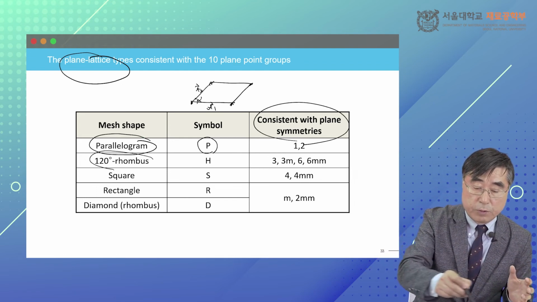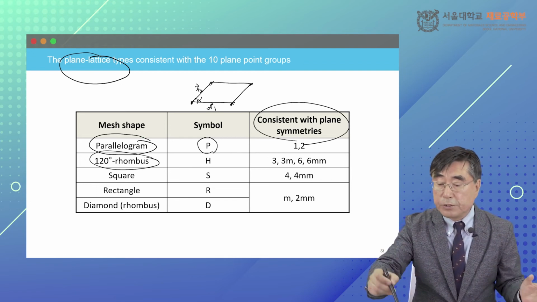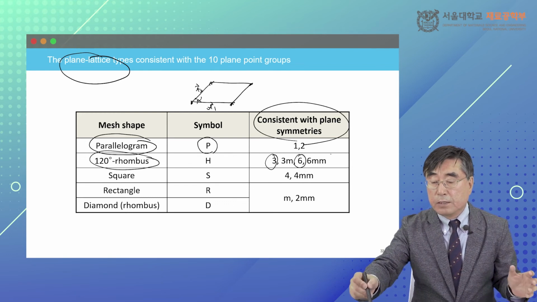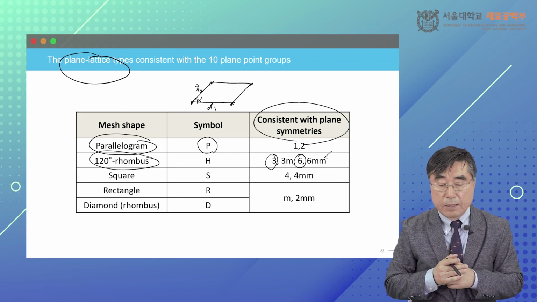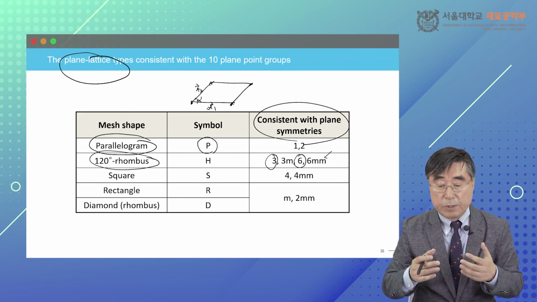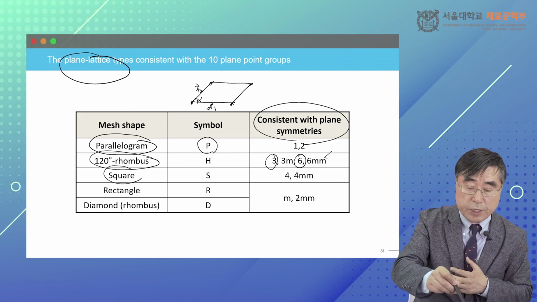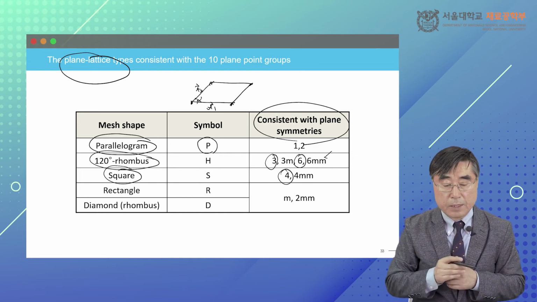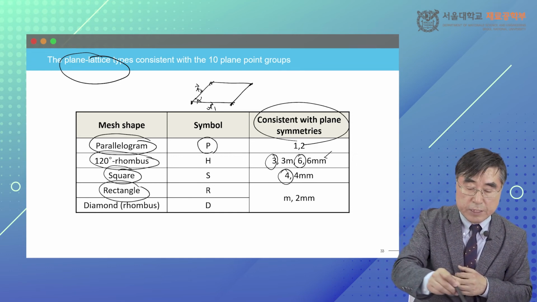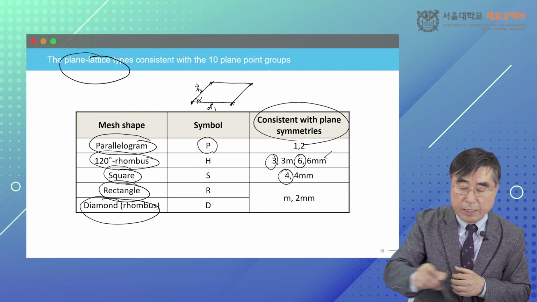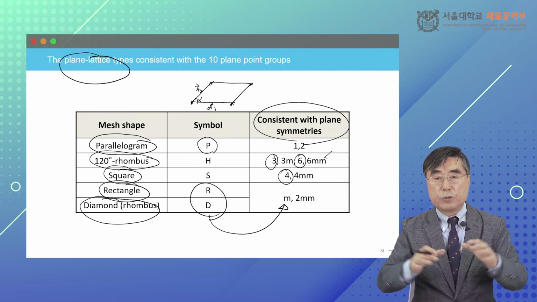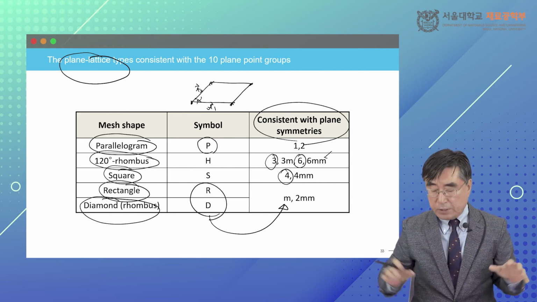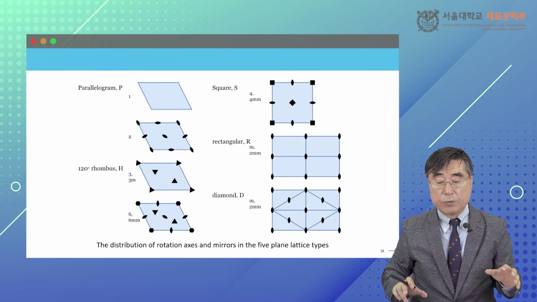And we developed 120-degree rhombus based on 3-fold and 6-fold. Forget about this mirror plane yet. That's 120-degree rhombus. Now we developed the square based on 4-fold. Now we developed the rectangular type and diamond rhombus type based on this mirror plane operations. Those are only 5 different types of plane nets that we'll discuss.